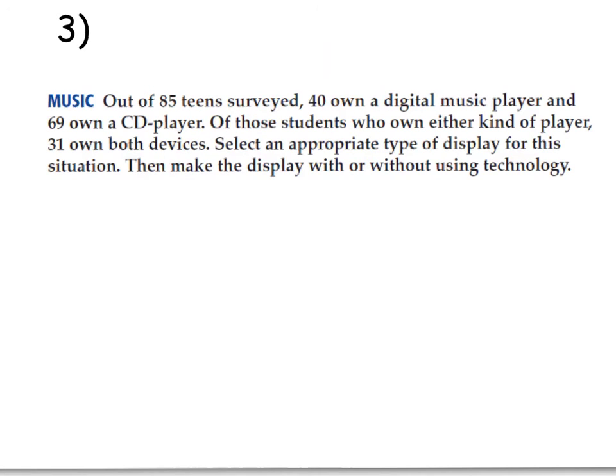Number 3. Out of 85 teens surveyed, 40 own a digital music player and 69 own a CD player. Of those students who own either kind of player, 31 own both devices. Go ahead and select a display. You should have selected Venn diagram since there's overlapping data. There's teens who own a digital music player and teens who own a CD player.